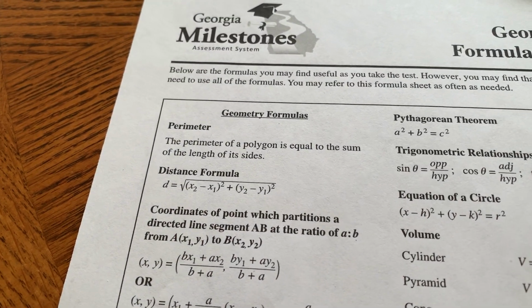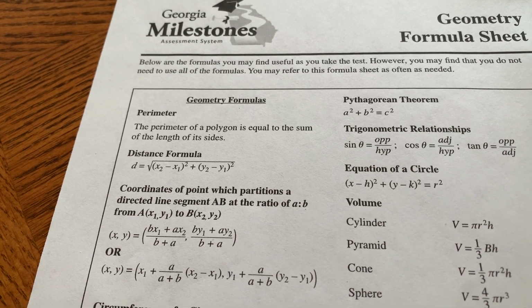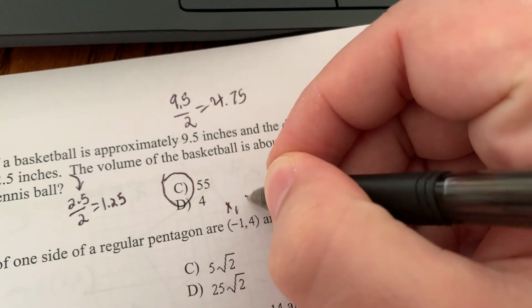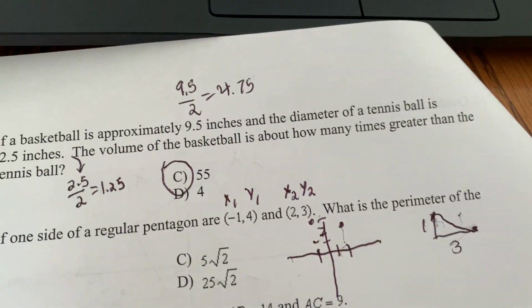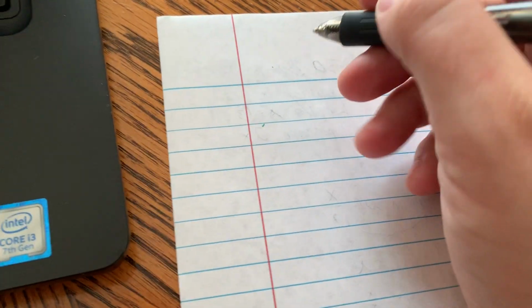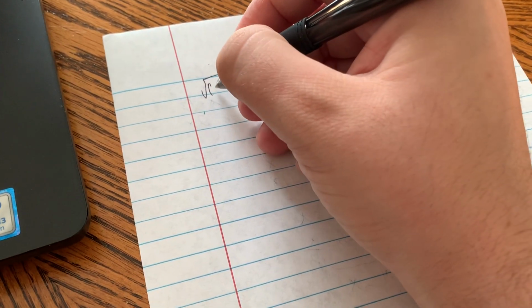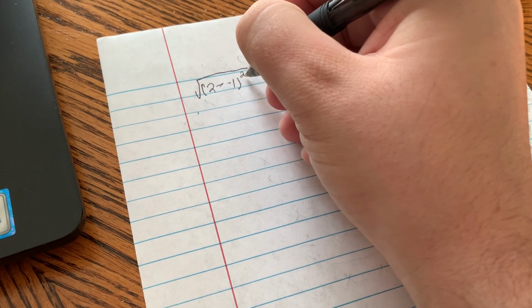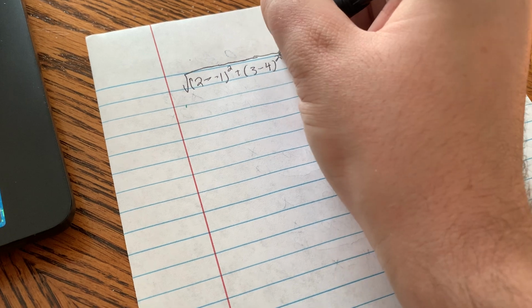Okay, so I have to take the differences of my x's, square them, add the differences of my y's squared, and then take the square root of that whole thing. So again, you have to label them x1 and x2, y1 and y2. So that's x1, y1, x2, y2. Now do the distance formula. It's going to be the square root of x2, which is 2, minus x1, which is -1, squared, plus y2, which is 3, minus y1, which is 4, squared.